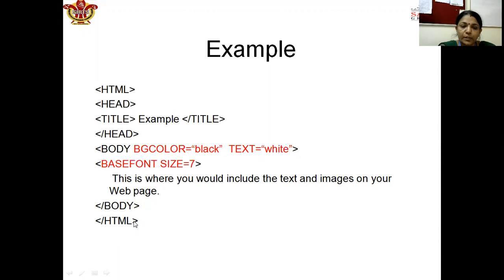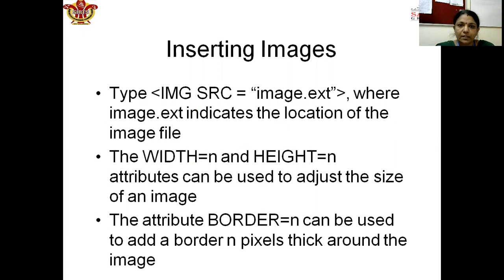So what will be your output? Whatever text is written in the body part, it will be in white color and the background is black and the text size will be 7. So this will be the output after this. We can run this.